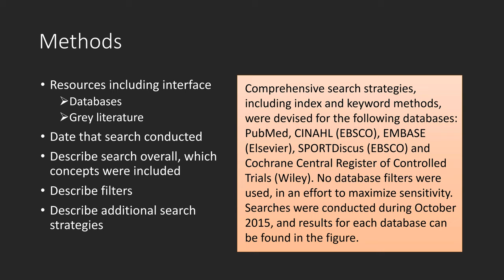When writing methods, depending on which type of review, there are some key components, including resources, including interfaces, which databases you used in your search process. If you are using grey literature, you should mention that. And the day that the search was performed, and describe your search strategies. If you use filters, please mention that, and describe additional search strategies.